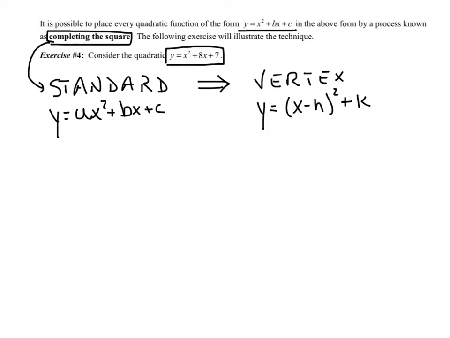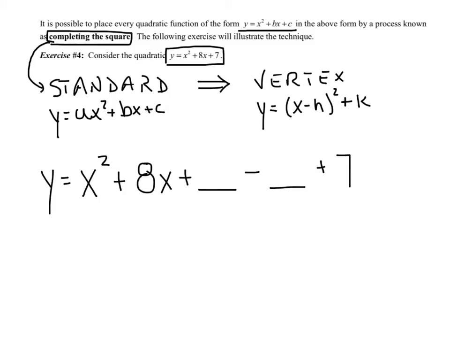We're going to go through this one real nice and slow, and then we'll speed it up on the next couple. The first thing I want you to do is rewrite the first term plus the second term, and then we're going to create a space here. We're going to go plus somebody, minus somebody, and then your c term, plus 7.